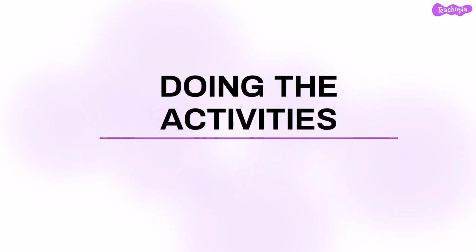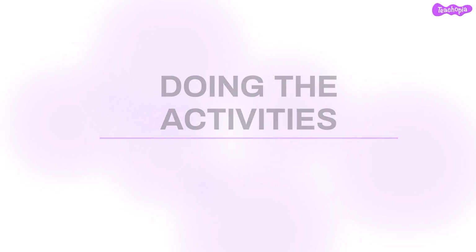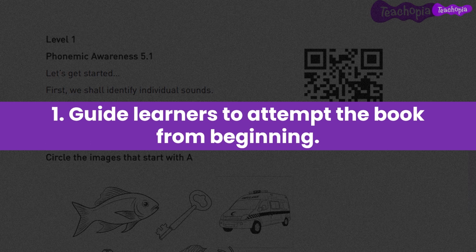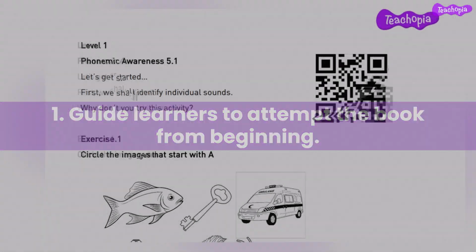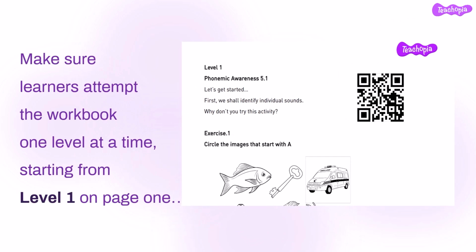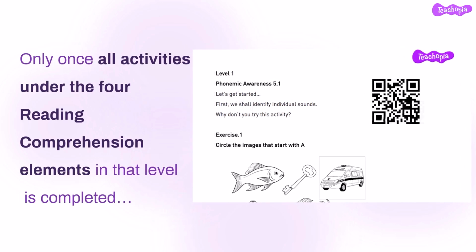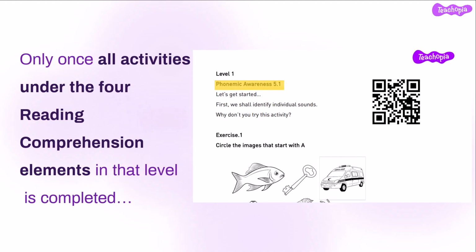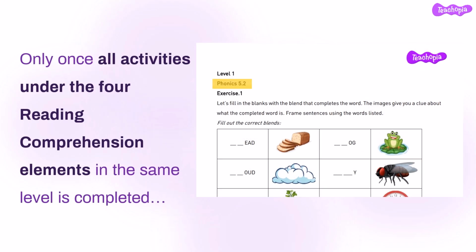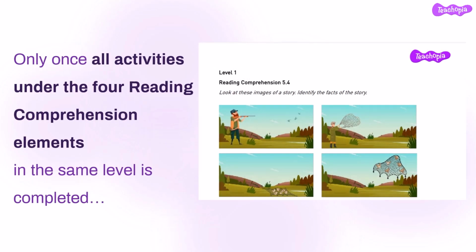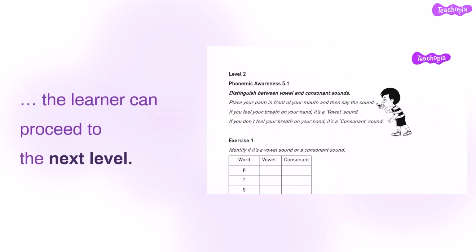Let's go over a few pointers that need to be kept in mind while learners are attempting the activities in the workbook. 1. Guide learners to attempt the book from the beginning. When guiding learners through the workbook, ensure they attempt each level in sequence. That is, ensure they start by doing the first activity in level 1 and then proceed from there. They should complete all 4 elements of reading comprehension, which are phonemic awareness, phonics, fluency, and reading comprehension before advancing to the next level.